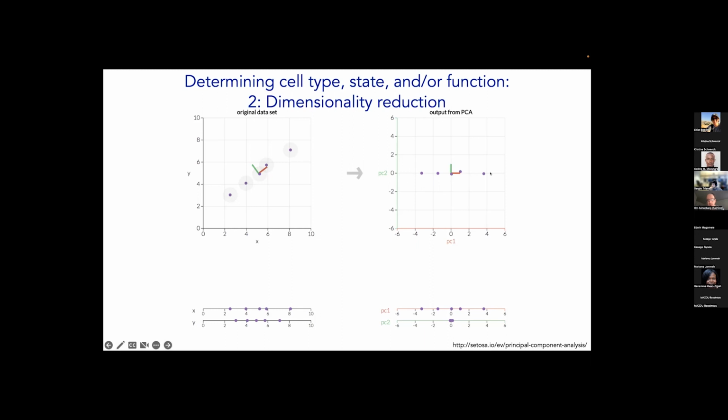This is a new component, a new kind of axis. And now it asks, okay, how much variation is left and how do I explain that? I explain that remaining variation, which is going to be orthogonal, using principal component 2.